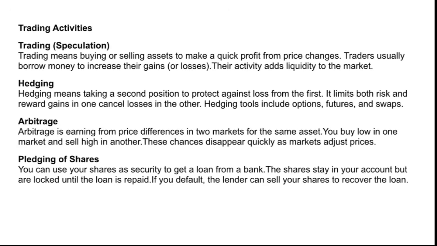Next is trading activities. What are the different types of trading activities that you know of? One is called trading. Trading is also referred to as speculation by many, in which you are buying or selling an asset to make a quick profit from the price change. Traders usually borrow money to increase their gains, and their activity adds liquidity to the market. So, can you say that people who are investing in stocks are all traders? No. It's the people who are only investing for a short term in order to book profit who are called traders.